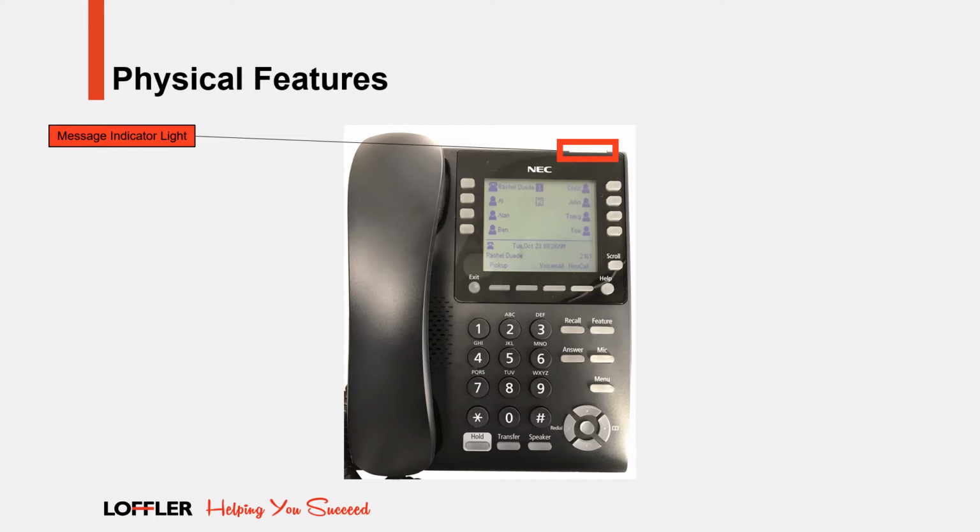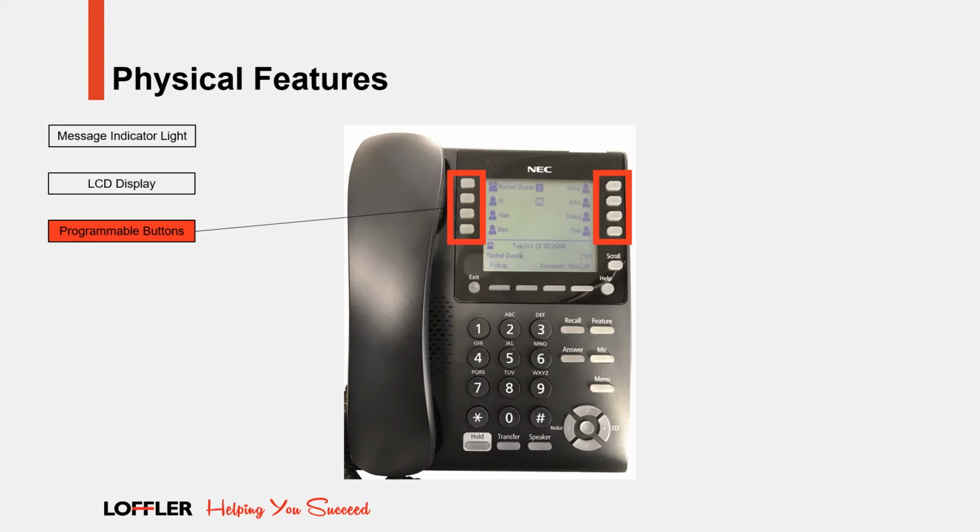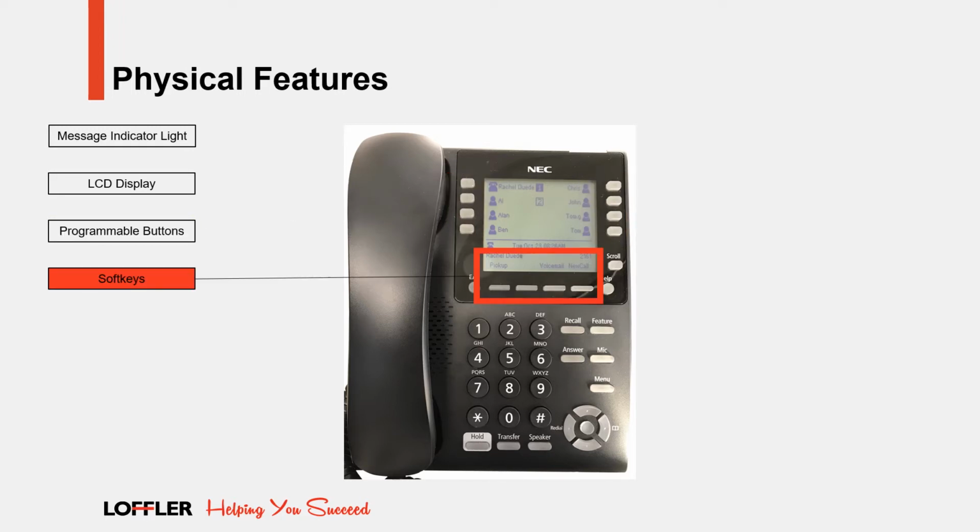At the top of your phone, you will find a message indicator light. If you have a new message waiting, or if your phone is ringing, this will flash red. Within your LCD display screen, you'll see your name, extension, the date, and time. The programmable buttons are used for a variety of telephony features, such as lines, speed dials, call appearances, headset, or park. The soft keys provide you with access to telephony functions and features that are displayed within the LCD display screen. These soft keys change based upon what functions you're trying to complete.